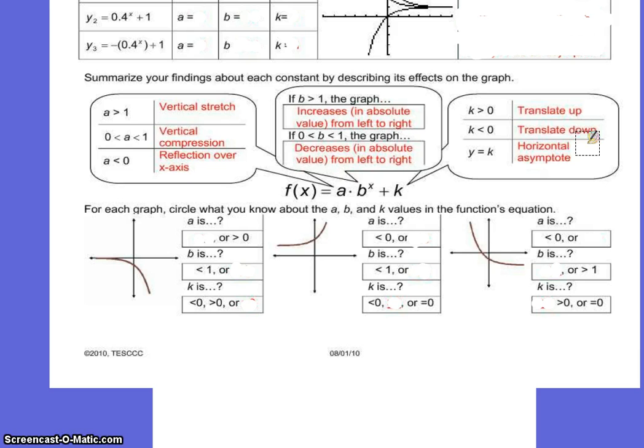So we're going to use those values at the top to figure out the bottom. So what do I know about my graph from the bottom? I know A is what? A is going to have to be less than 0 or greater than 0 in this case. And what is B going to have to be? Because of the way it looks, B is going to have to be greater than 1. And what do I notice about K here? K is going to equal 0.